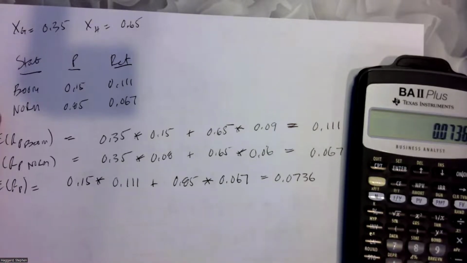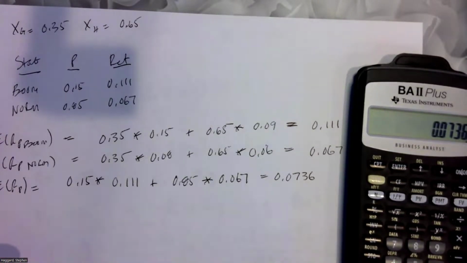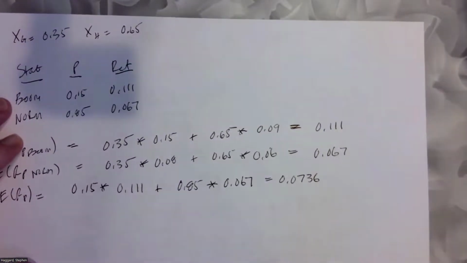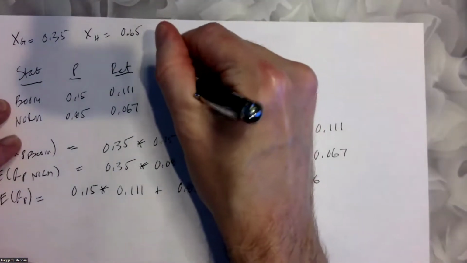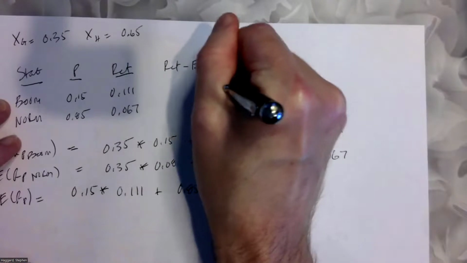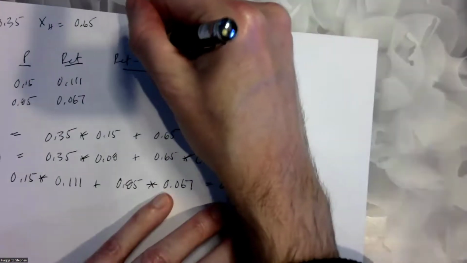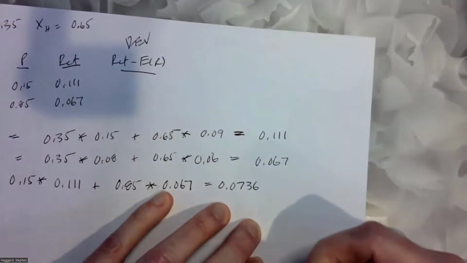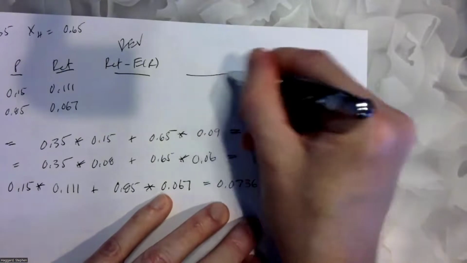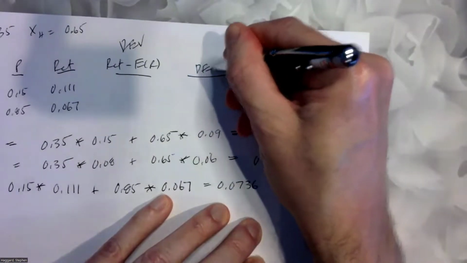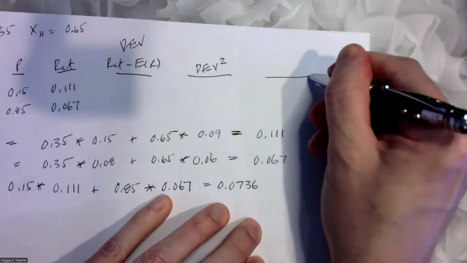Now here's what I'm going to do. I'm going to say store 0, because that's the expected return that I'm going to subtract to get my deviations. And the deviation is going to go right here. After I figure out the deviation, what do you think I'm going to do with that? Square it. Yeah, we're going to square it. And then what's the final column over here?